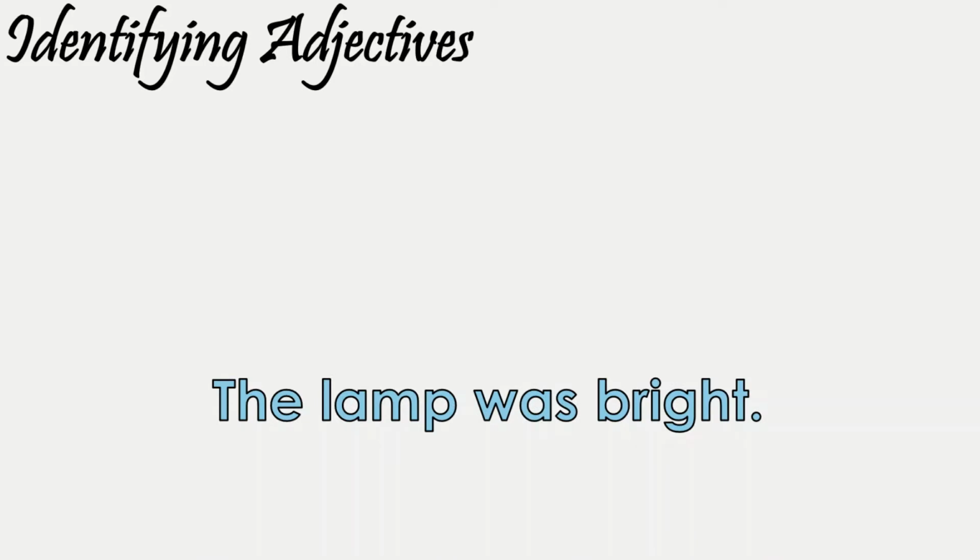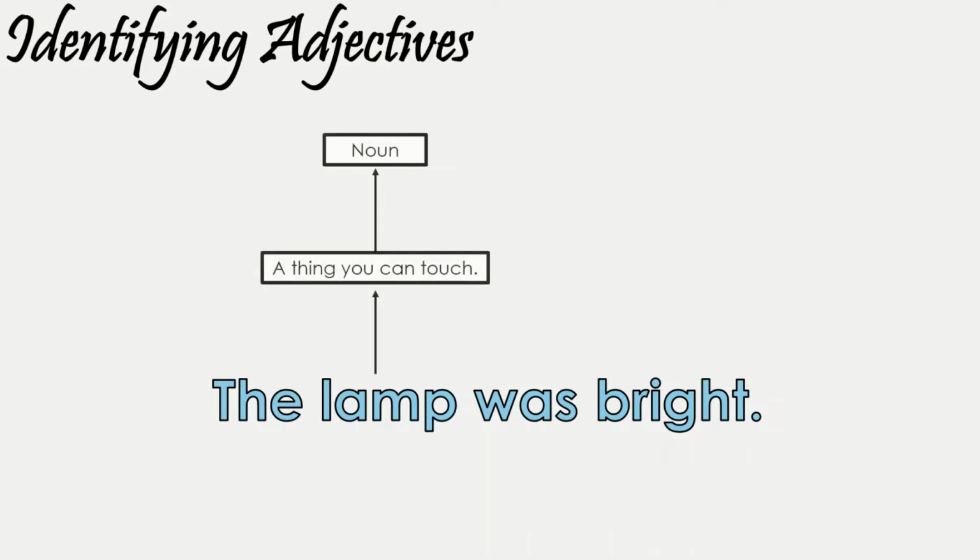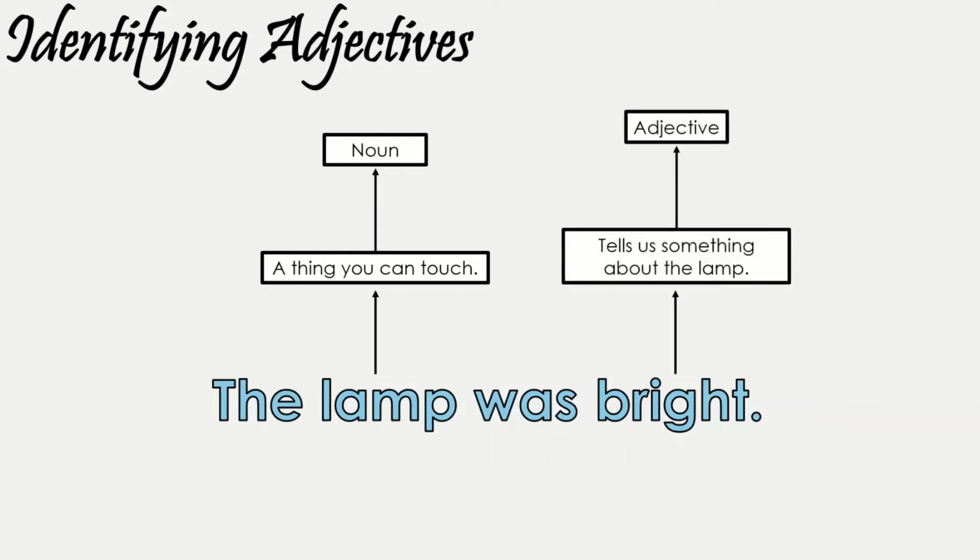Another example with the adjective in a different position is this. We identify the noun, in this case the lamp is the noun, and then we look for the word that adds detail to the noun. What was the lamp like? The lamp was bright. This is the detail, so in this case, bright is the adjective.